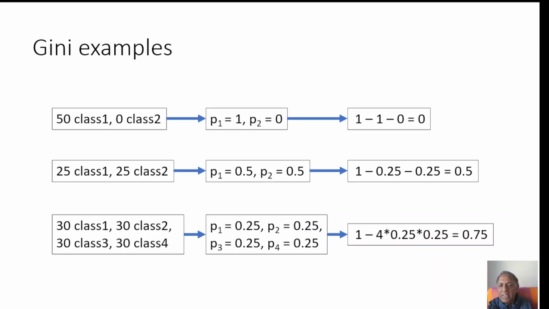Here are some examples of computations of Gini. You have 50 of class 1, 0 of class 2, so it becomes 1 minus 1 minus 0, which is 0. 25, 25, completely equal, it becomes 0.5. Or there are 4 classes, 30, 30, 30, 30, then it becomes 0.75. You can verify the computations.